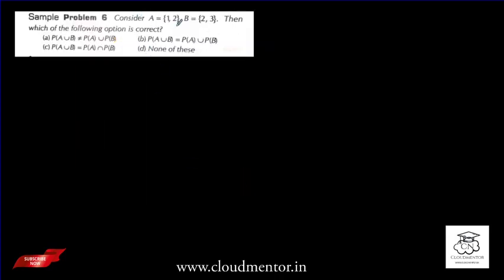Okay, so next question. Consider A equals {1, 2} and B equals {2, 3}. Then which of the following options is correct? A: P of A union B is not equal to P of A union P of B. B: P of A union B is equal to P of A union P of B. C: P of A union B is equal to P of A intersection P of B. So we know the answer now. The question is from the properties of the power set, and option A is the correct answer.